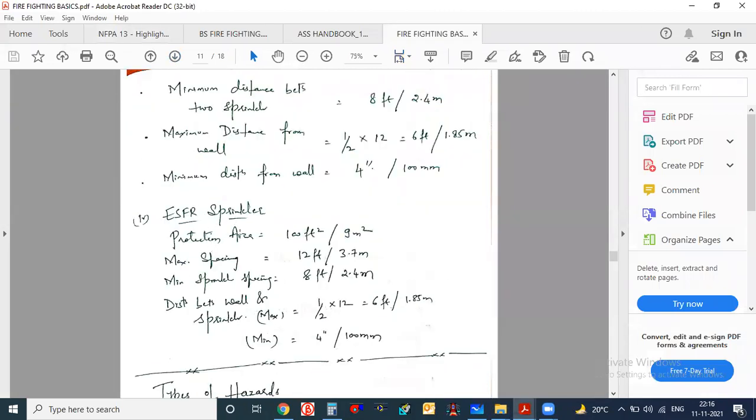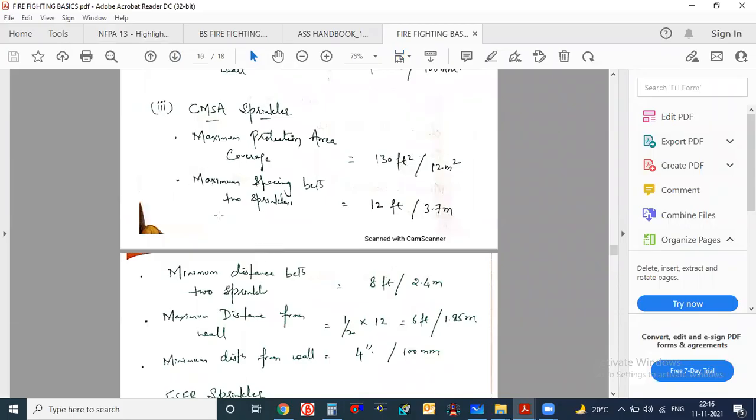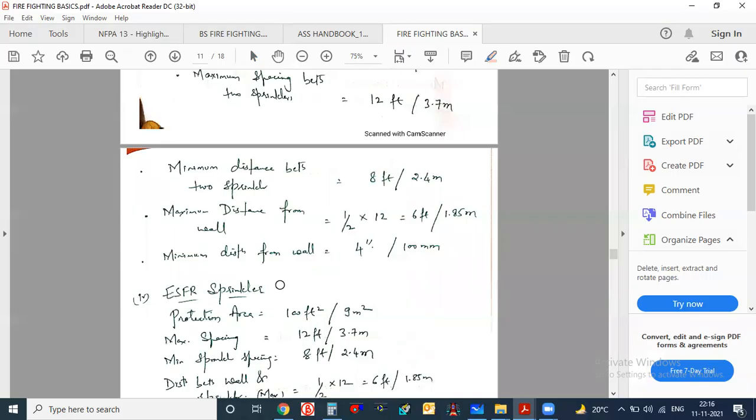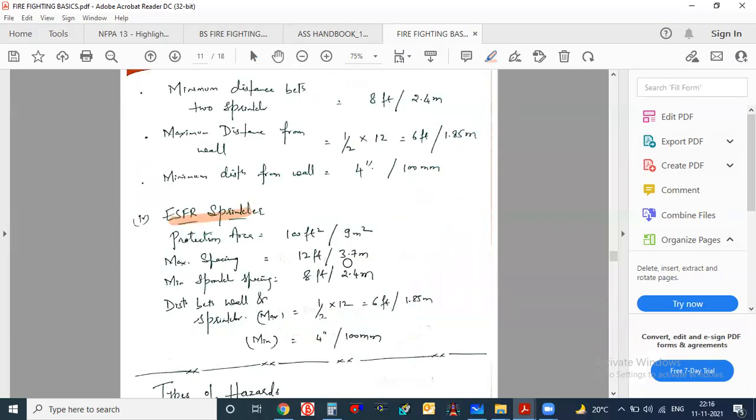I have written here ESFR sprinkler and CMS. This is the general criteria. If you don't understand anything, just follow these particular points, because this is also well taken from the NFPA only. If you are not understanding, we can take these spacings. Rest everything is given. We just need to follow what type of storage building we are doing.